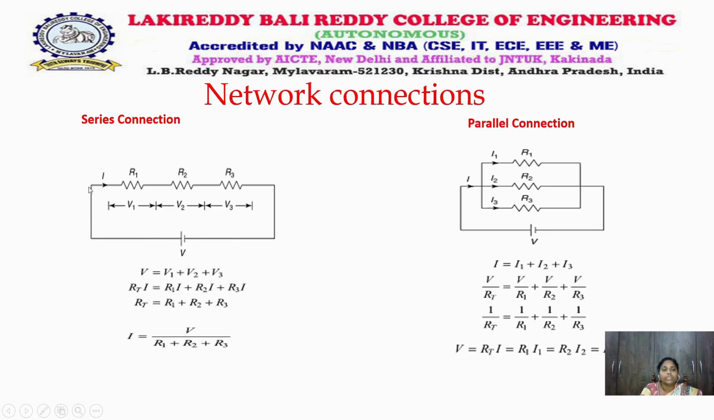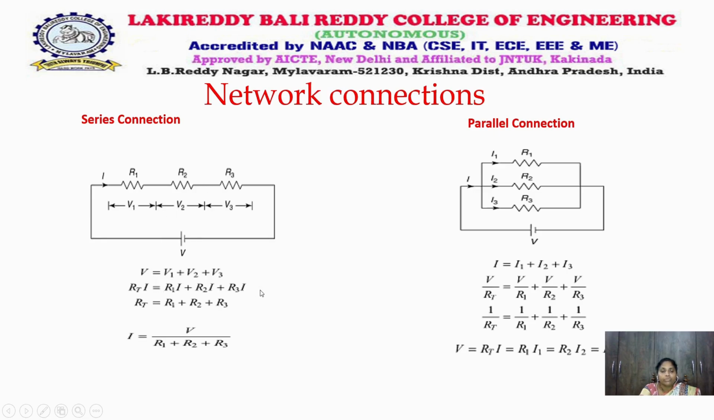Because of this closed path, a current I flows through the circuit, and this I is the same through all the resistors. According to Ohm's law, V equals IR. If I consider the voltage across this closed path, V equals V1 plus V2 plus V3. So the voltage applied across the source is the total current into the total resistance.